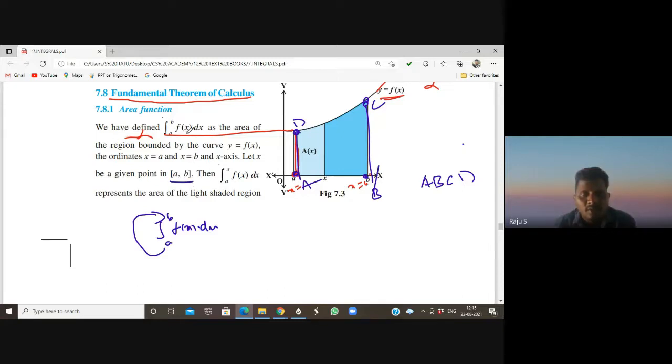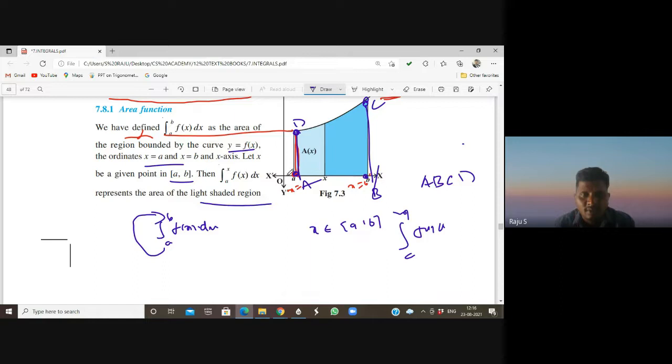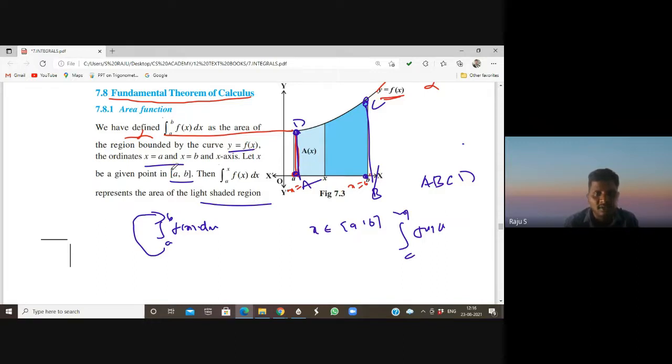So here we have defined integral a to b f of x as the area of the region bounded by the curve y is equal to f of x, between the ordinates x is equal to a and x is equal to b, and the x-axis. Let x be a given point, x belongs to the closed interval a comma b. Then integral a to x f of x dx represents the area of the lightly shaded region. Okay students, this I'll explain again in the properties of definite integration.